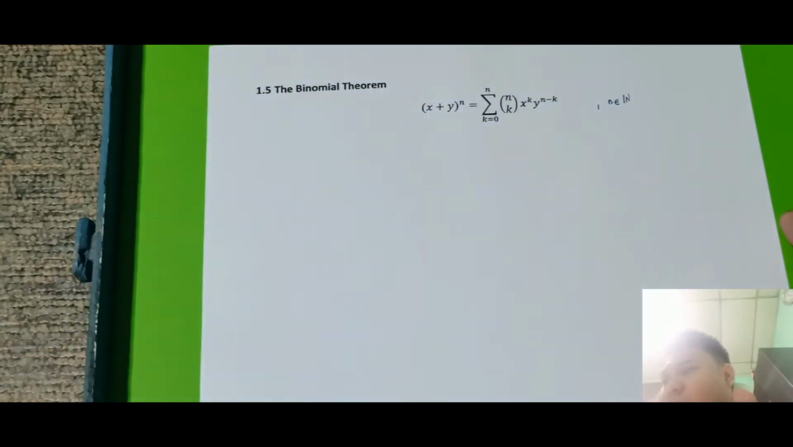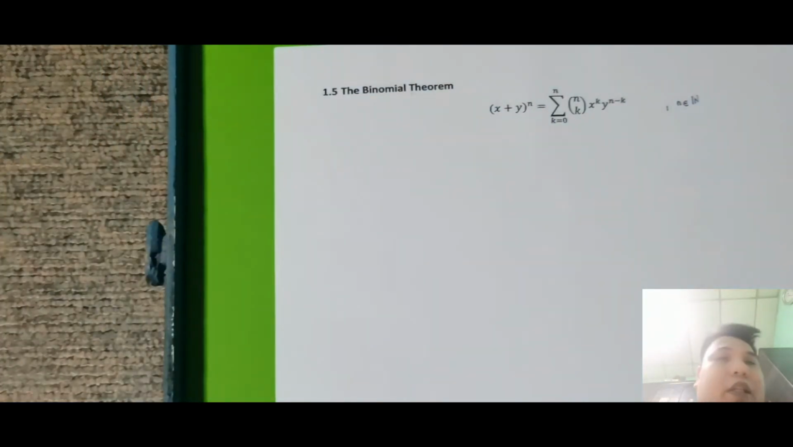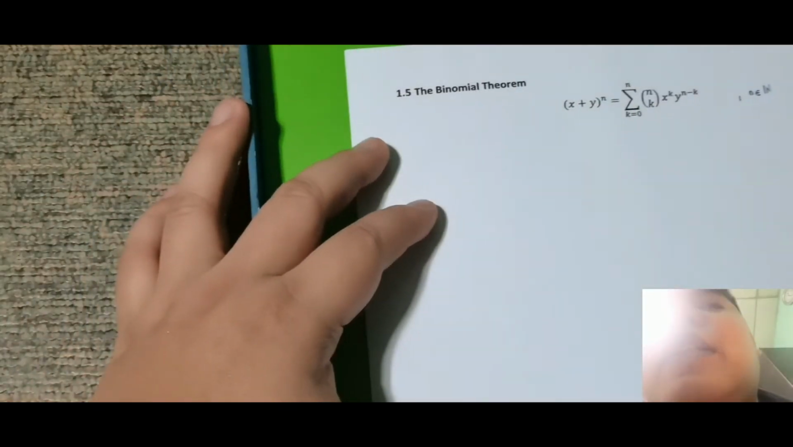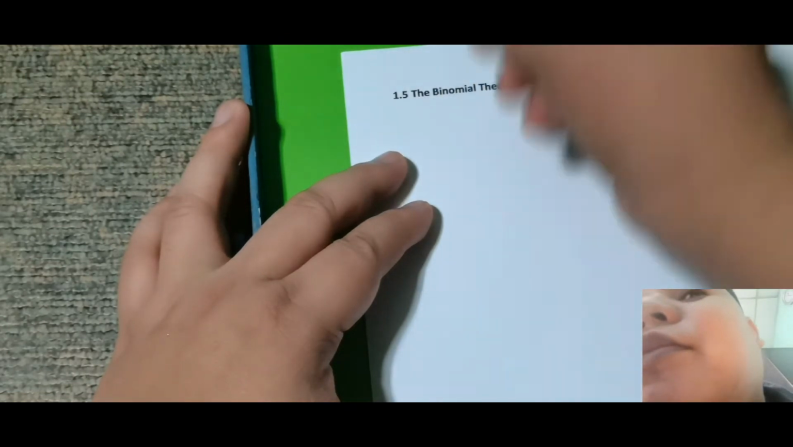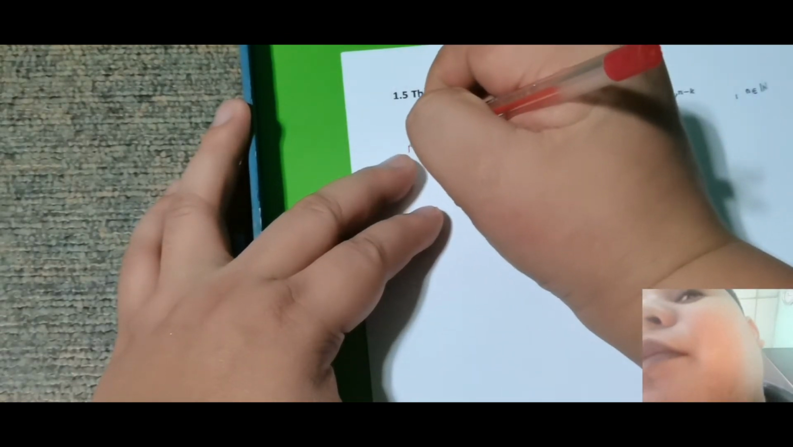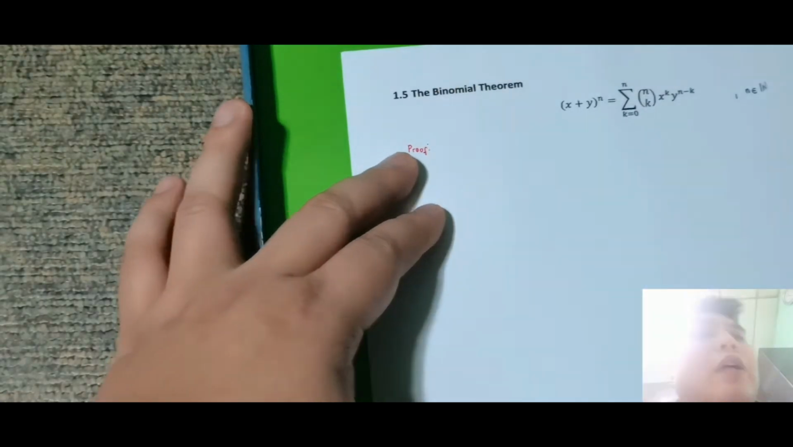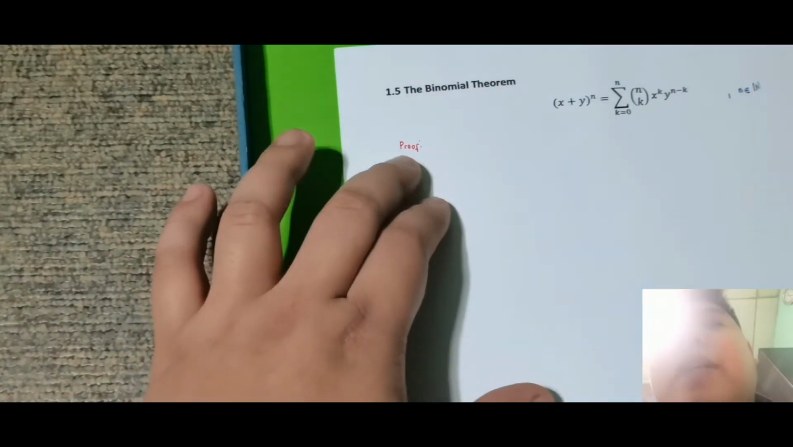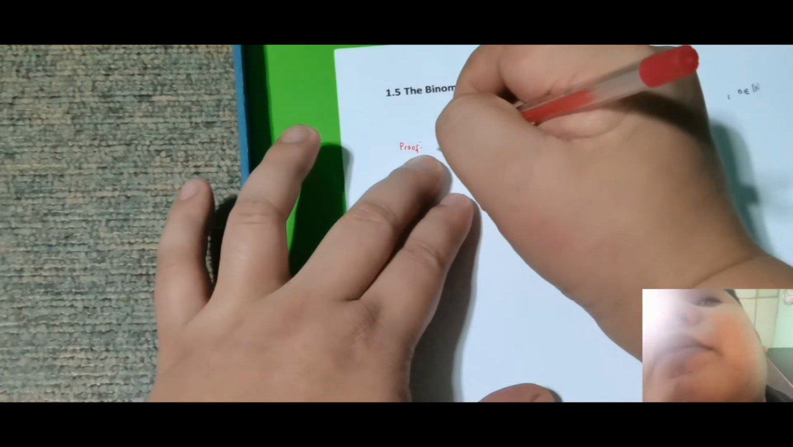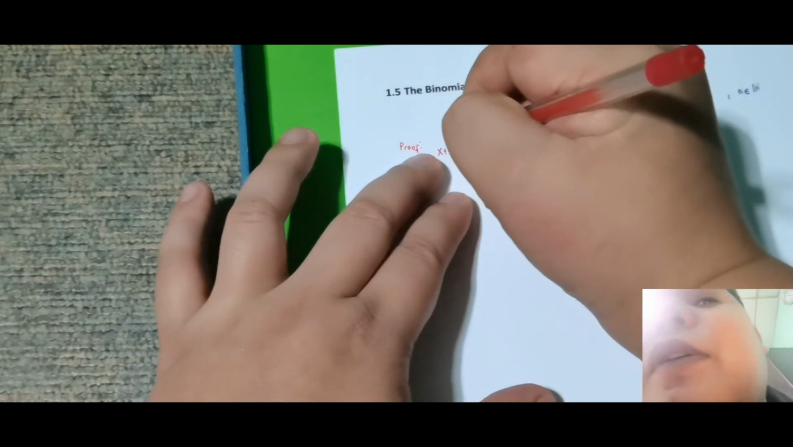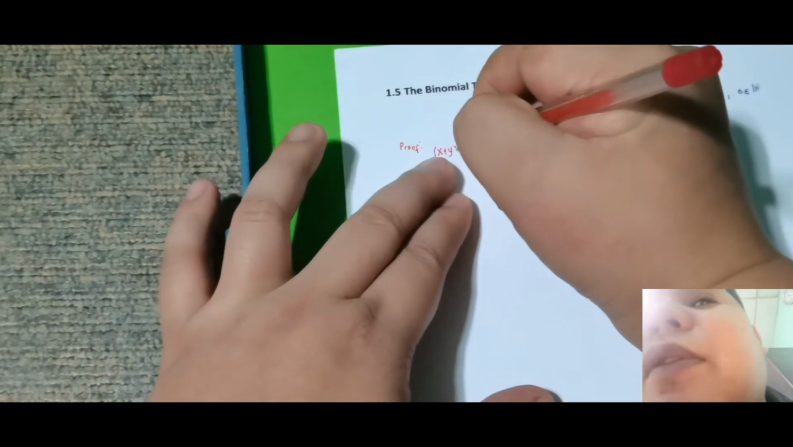Paano nga ba natin siya ipo-prove? Una, i-consider natin yung x plus y raised to 1. Medyo malabo kasi yung ballpen ni sir, so gamitin ko lang siguro yung red. So ito yung proof. Aware ka, what is x plus y? Tama. So x plus y, assuming erase natin sa 1, naka-raise sa 1, equal lang din sa x plus y yan.